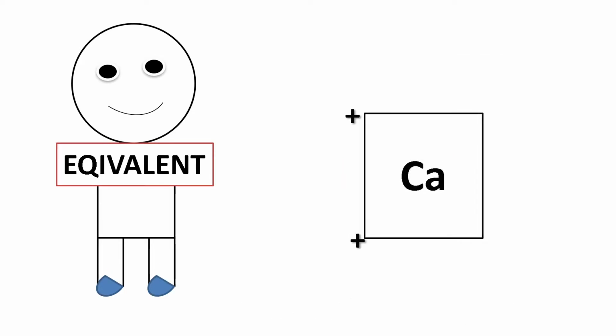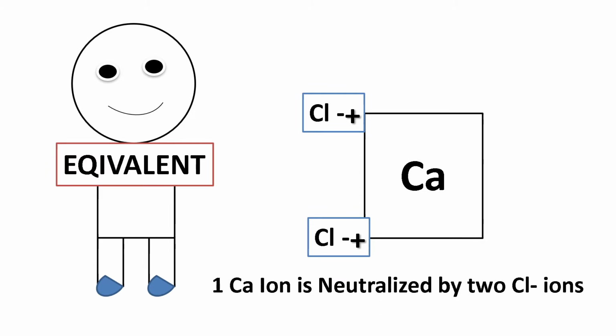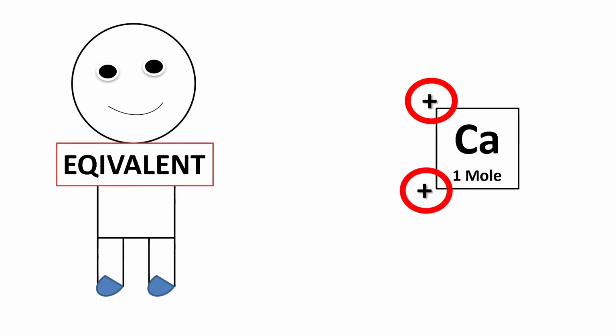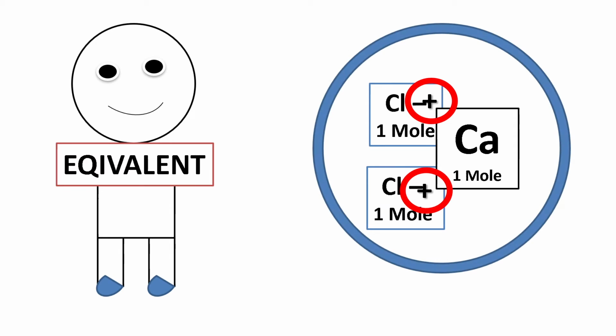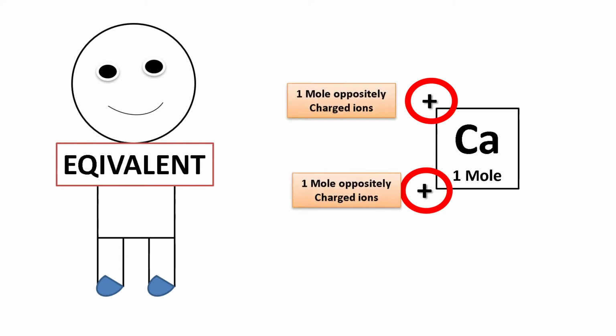Calcium is a bivalent ion. It will accept 2 oppositely charged ions, for example, negatively charged chloride ions. Therefore, 1 calcium ion is neutralized by 2 chloride ions. Suppose we have 1 mole of calcium ions in a solution. It will need 1 mole of chloride ions to bind with 1 ligand and another 1 mole of chloride ions to bind with the other ligand to form 1 mole of calcium chloride molecule. Therefore, we need 2 moles of oppositely charged ions to bind with 1 mole of calcium ions.